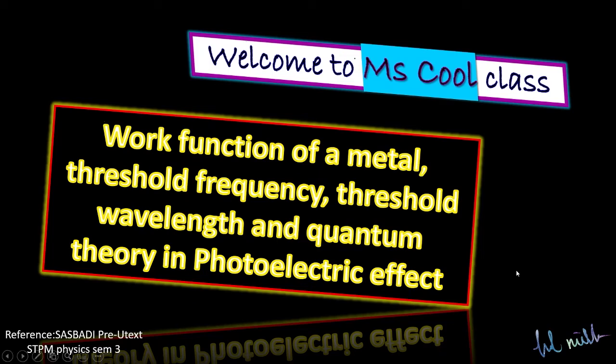Hi everyone, today we are going to learn about what is the work function of a matter, threshold frequency, threshold wavelength, and the quantum theory for the photoelectric effect. So we know that quantum theory states that light energy is actually in quantized form, in the expressions of h and f. Inside the photoelectric effect, a photon incident on the matter surface will be absorbed by the electron.